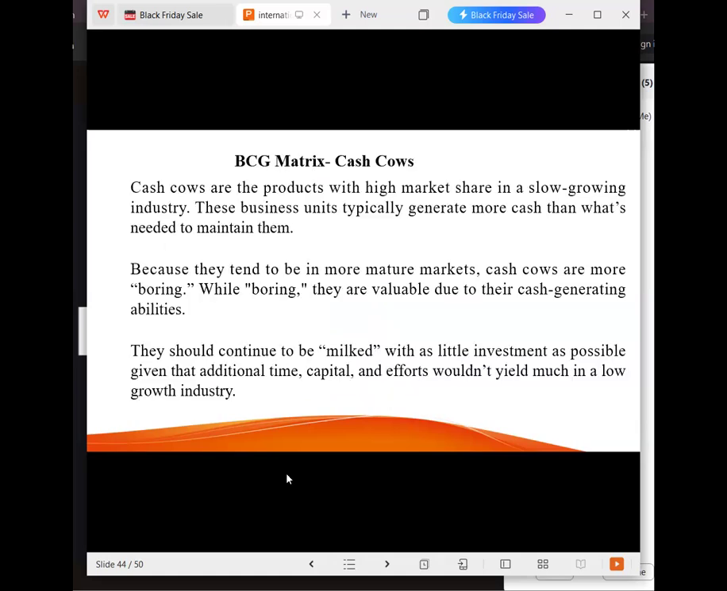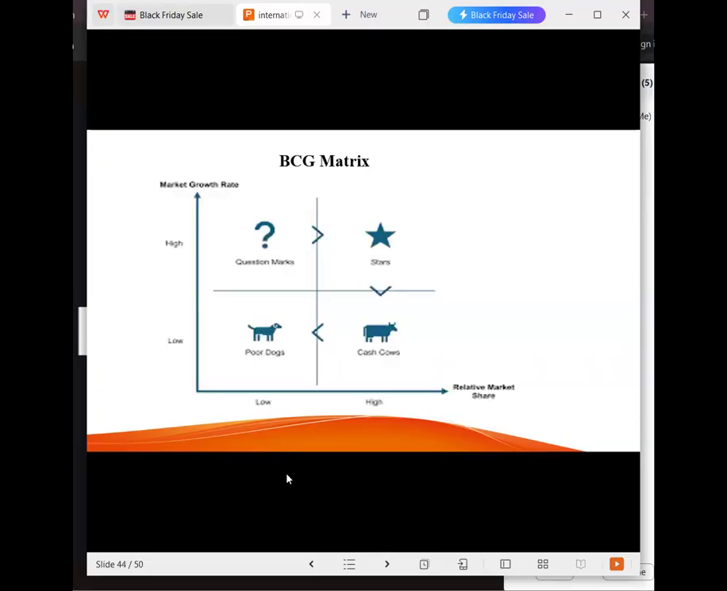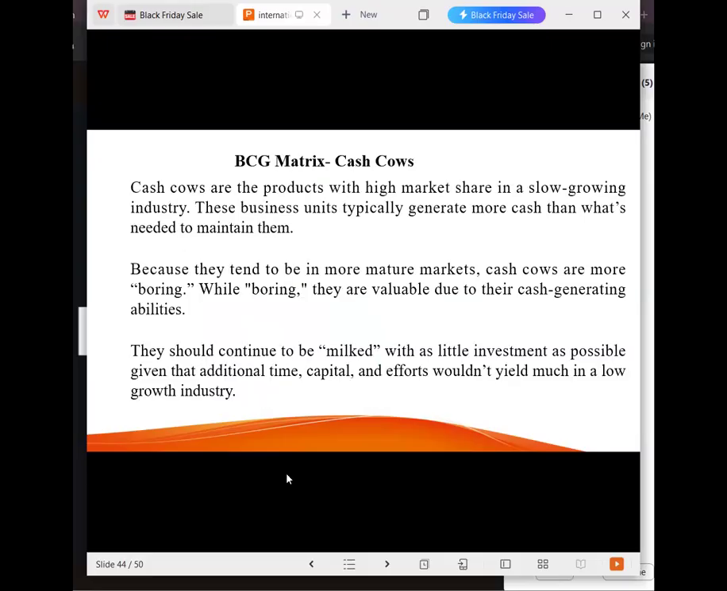Okay, so the definition that I put up here says that cash cows are the products with high market share in a slow growing industry. This business unit typically generates more cash than what is needed to maintain it. From what we can see here, the market share is high, but the growth rate is slow, meaning that there are fewer people in that market.